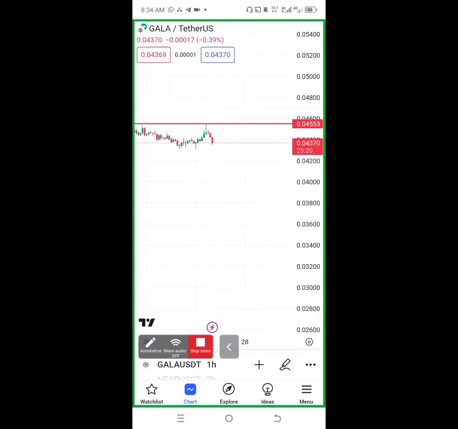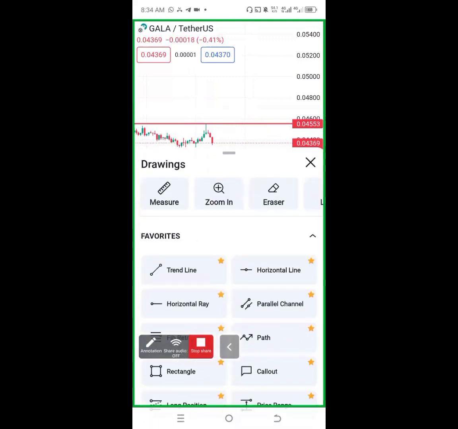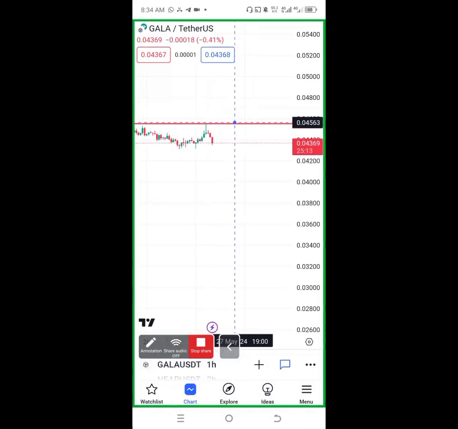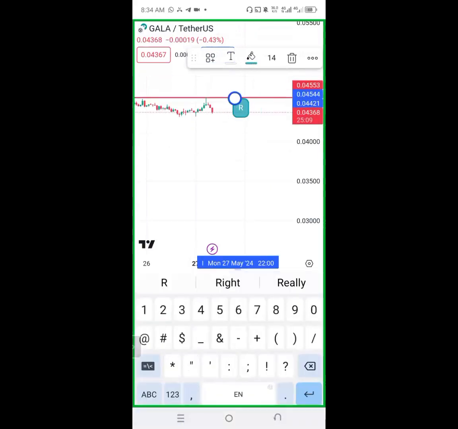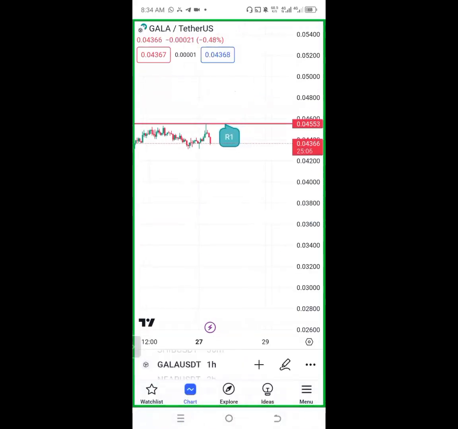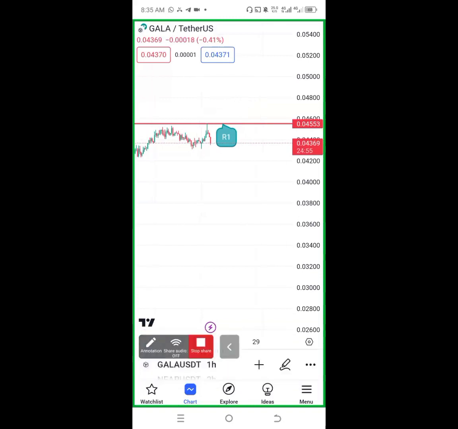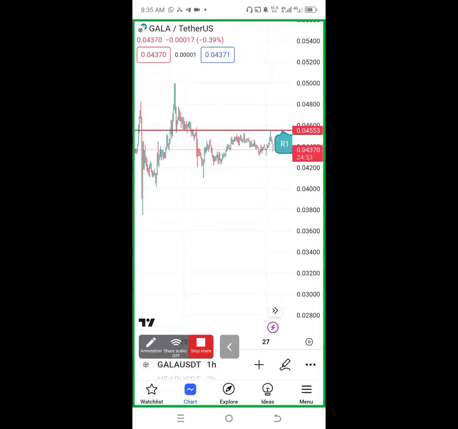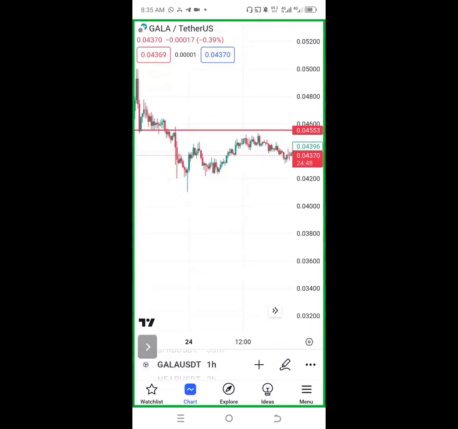Now, if you want to draw our second resistance line, we're going to make reference to the first. So this is our R1. So we're going to make reference to R1 to draw our R2. Same thing, we're going to look up and look out for any swing high in relation to our resistance one. So let's go backward. So there we are. So this can as well be.